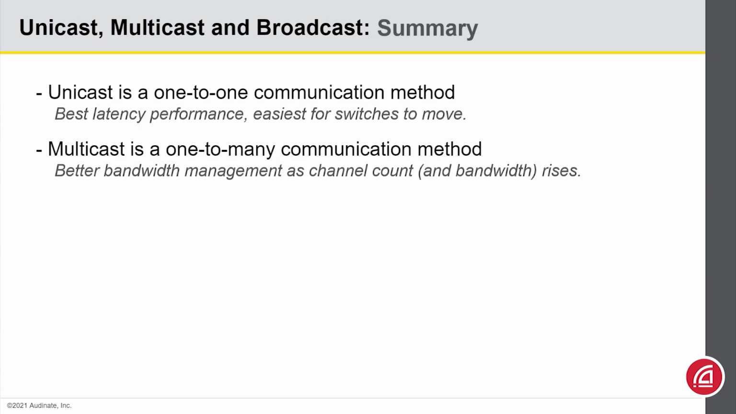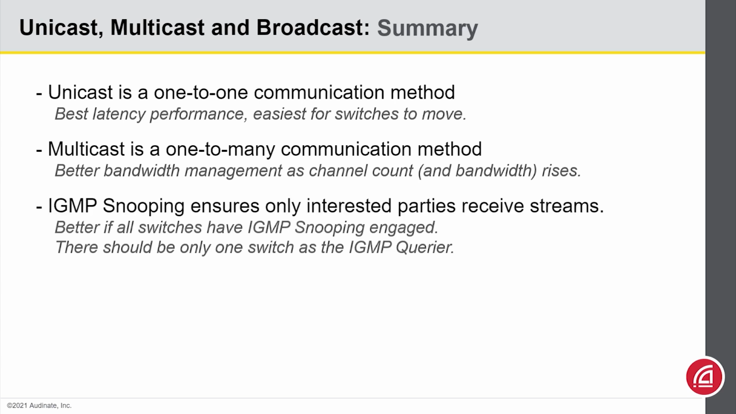So in summary, we learned that unicast is a one-to-one communication method. It offers the best latency performance and is the easiest for your network to move, even across a layer 3 space. Multicast is a great way to do massive splits on the network, managing bandwidth by splitting the signal in the switch, rather than at the transmitter. When using massive amounts of multicast, IGMP snooping may be a good choice to ensure multicast only goes to the devices that ask for it. When you set it up, you'll probably want to engage IGMP snooping on all switches, but remember, only one of them should be the IGMP querier.